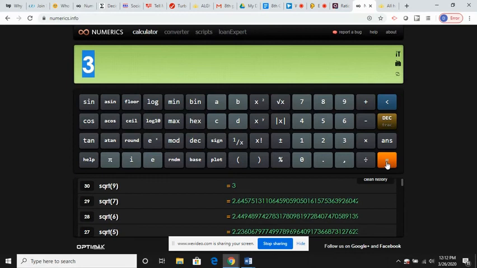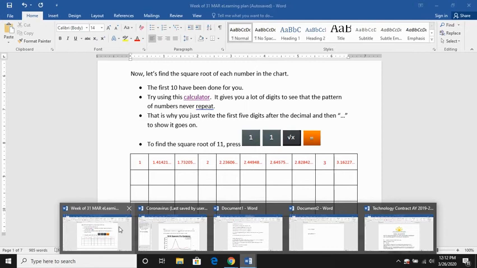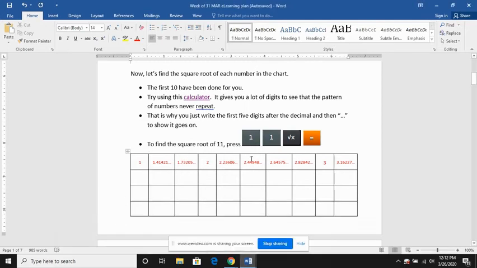So what I want you to do is find the square root of the first 50 numbers just using this calculator. I did the first 10 for you. What you're going to do on a piece of paper is make this little chart, and you are going to just write the square root of 1, which is 1. You're going to write the square root of 2. Now just write the first 5 digits and then dot, dot, dot. Whenever you see that dot, dot, dot, that means the number never ends and never repeats. And when you're done, you are going to take a picture and send it to me. And that is your classwork for today.